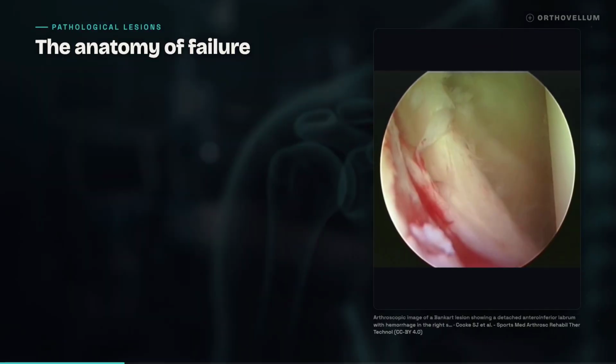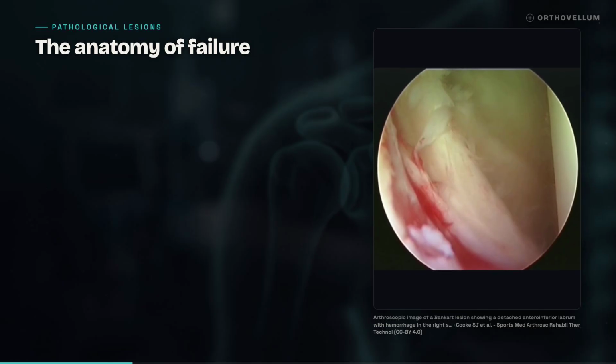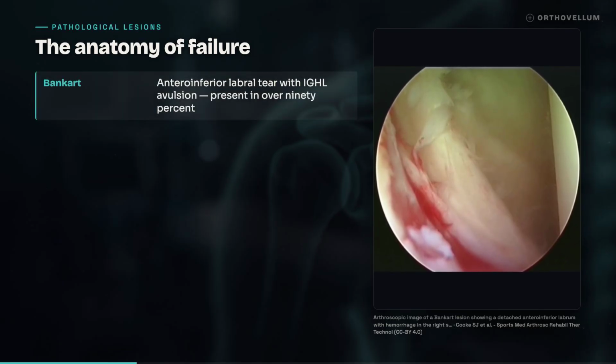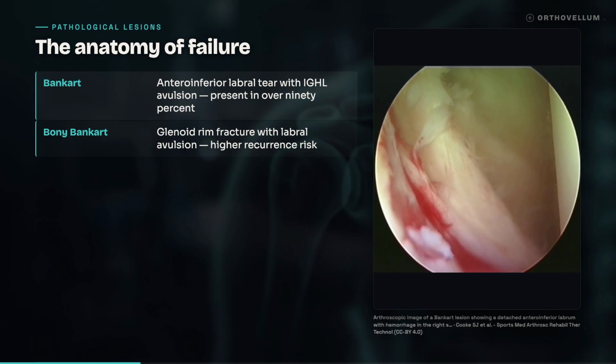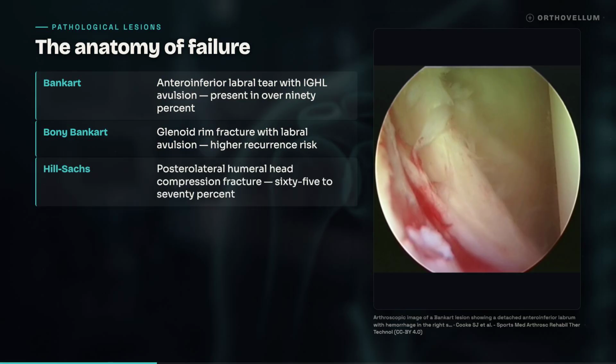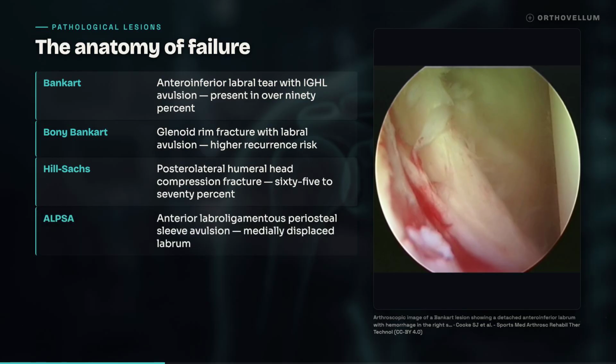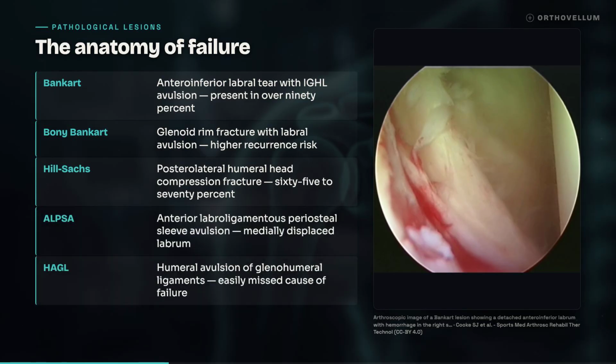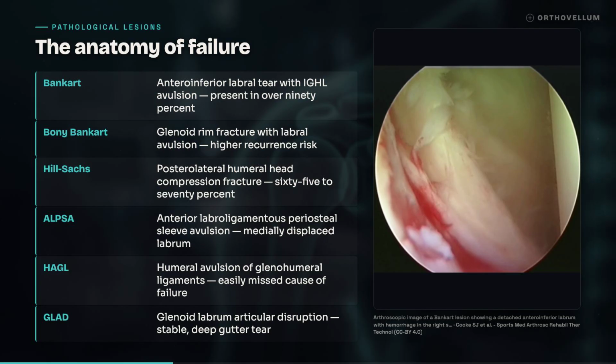Understanding the anatomy of failure requires recognition of several key soft tissue and bony lesions. The classic Bankart tear, an anteroinferior labral tear with inferior glenohumeral ligament avulsion, is present in over 90% of cases, while a bony Bankart involves an actual glenoid rim fracture and carries a higher recurrence risk. You must also watch for medially displaced ALPSA lesions, easily missed HAGL lesions, and stable GLAD tears, alongside the posterolateral Hill-Sachs compression fracture seen in up to 70% of patients.